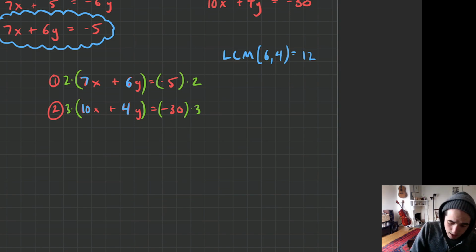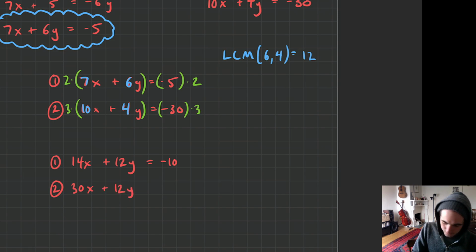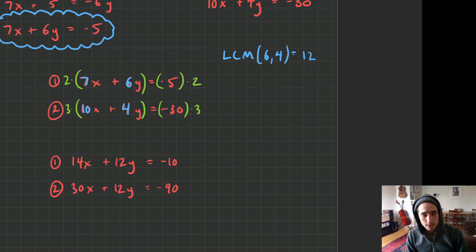Now I'm going to write this out again. Here's equation 1, here's equation 2, and now I do this multiplication. 2 times 7 is 14, so I've got 14x and 12y, and this is equal to negative 10 because negative 5 times 2 is negative 10. And 3 times 10 is 30, so I've got 30x. 3 times 4 is 12. It better be 12 because that's what I wanted. And negative 30 times 3 is negative 90. Now you'll notice that I've manipulated both of these equations so that I've got a 12y in both of them, and now I can eliminate them.